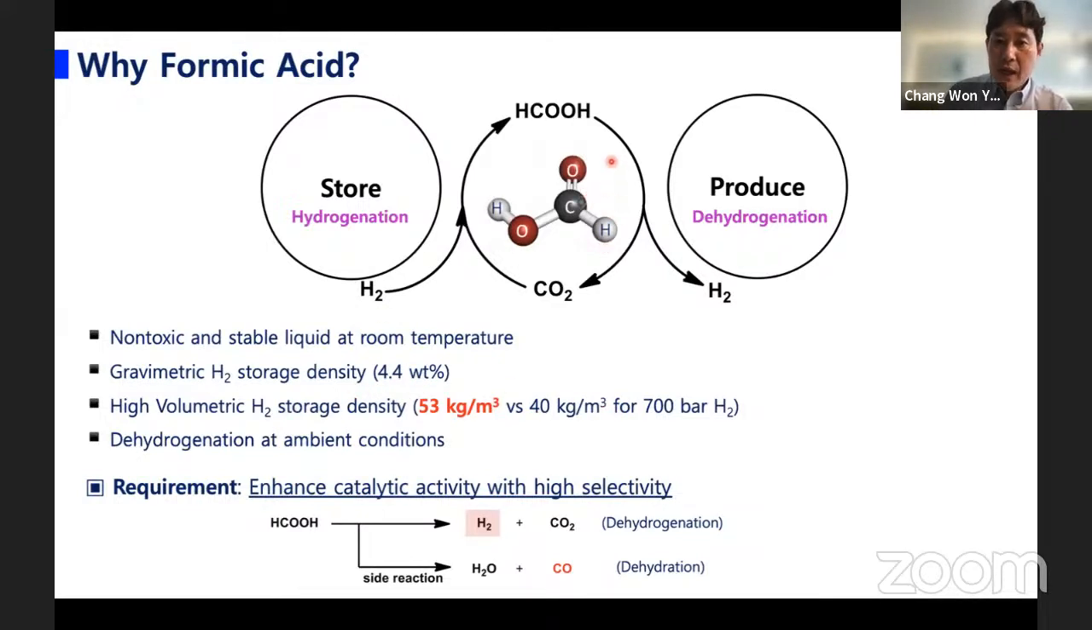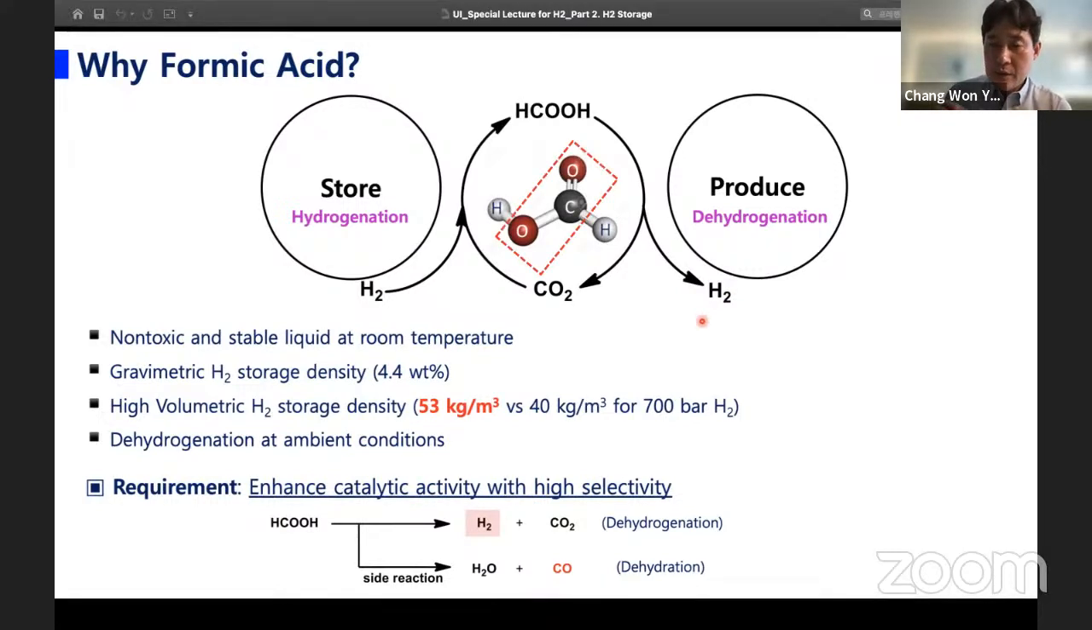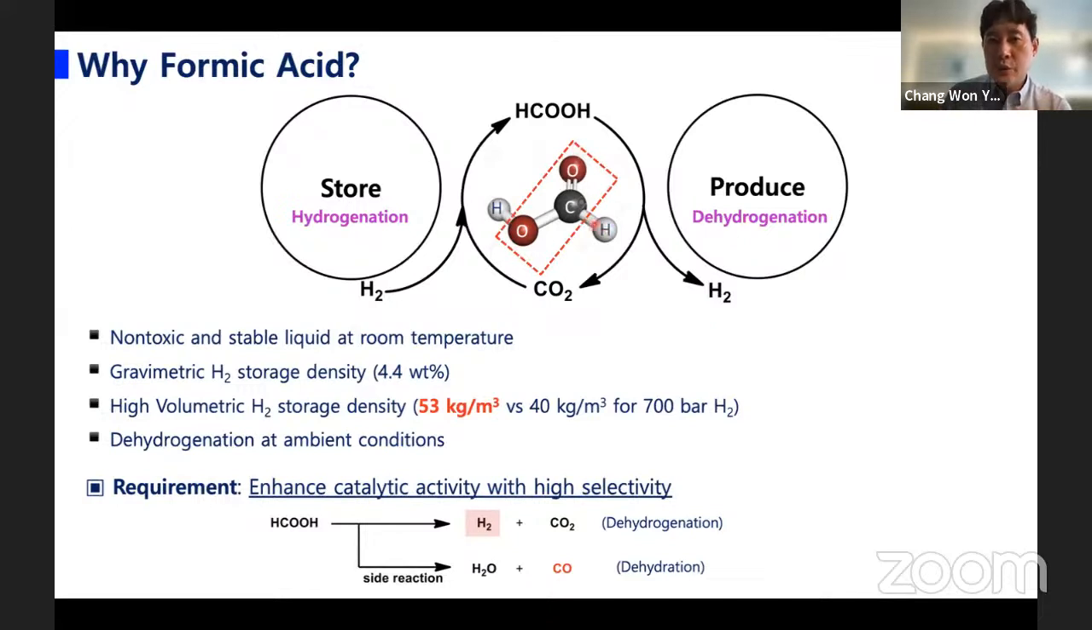And the dehydrogenation can be readily achieved even at room temperature. So if you develop relevant catalysts for dehydrogenation, we can release hydrogen even at room temperature. This is one of the key advantages. So what we want to do is to develop really good catalysts to activate this CH bond and activate this OH bond. Then recombine this H and H to produce H2 and CO2 as a medium, right? That's what we want to do.